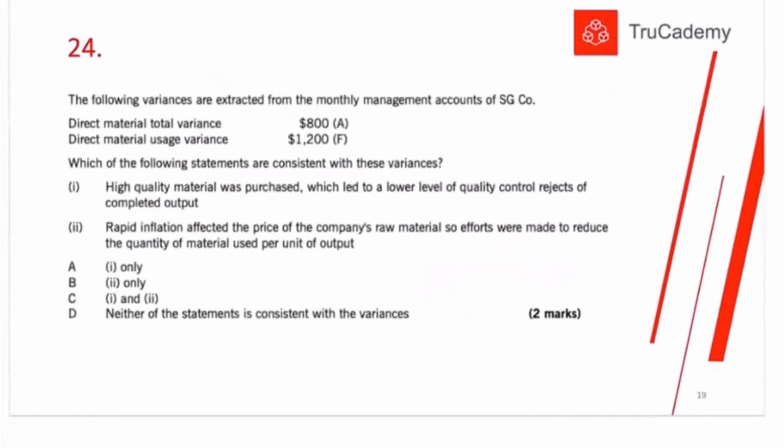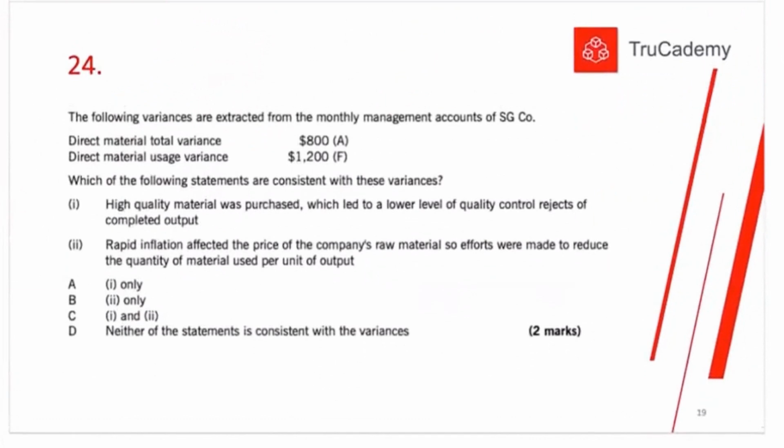Okay. One more question. The following variances, this is now about the interpretation, about the investigation phase of variance analysis. So read out the question and tell me which option is correct. Two reasons are given for these two variances. So think which one goes with the variances. Okay. A, one only, sir? One only. Okay, let's look into that.